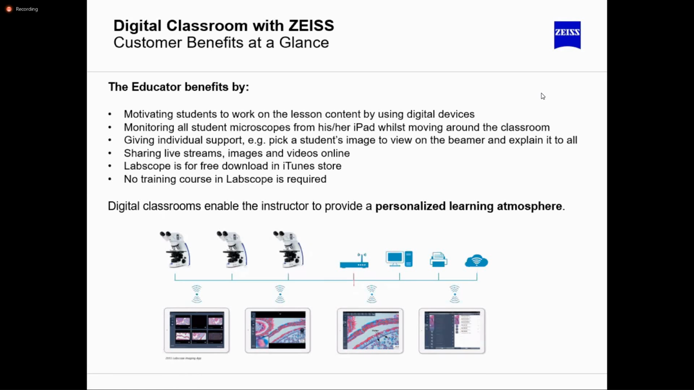Second is the teacher can monitor all student microscopes from his or her iPad whilst moving around the classroom. So he can sit at one place or he can move around. He will be seeing all the images together. And then you can take one individual's image and project it to a big monitor or an LCD projector and explain it. You can select out of the images whatever you see. If there are 10 images, if number 4 is good, you can select that number 4 and project it on the big monitor or LCD projector.